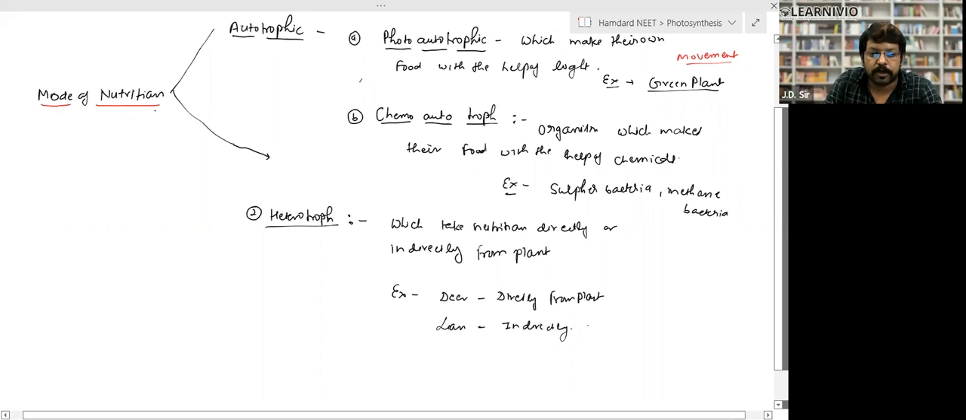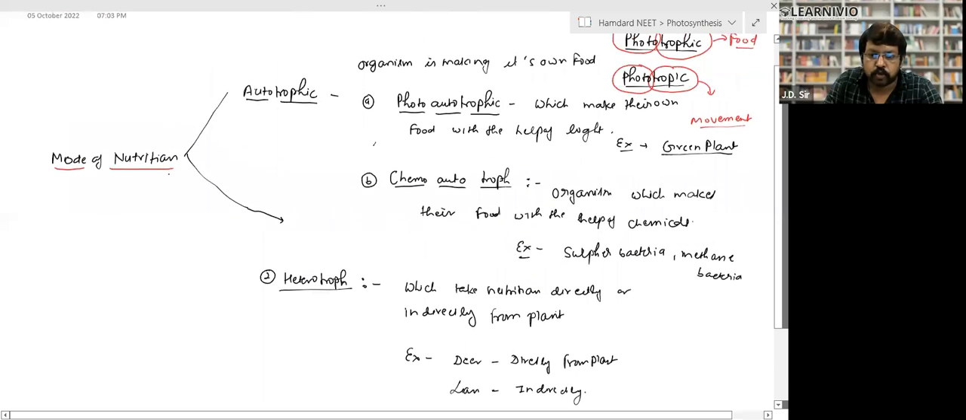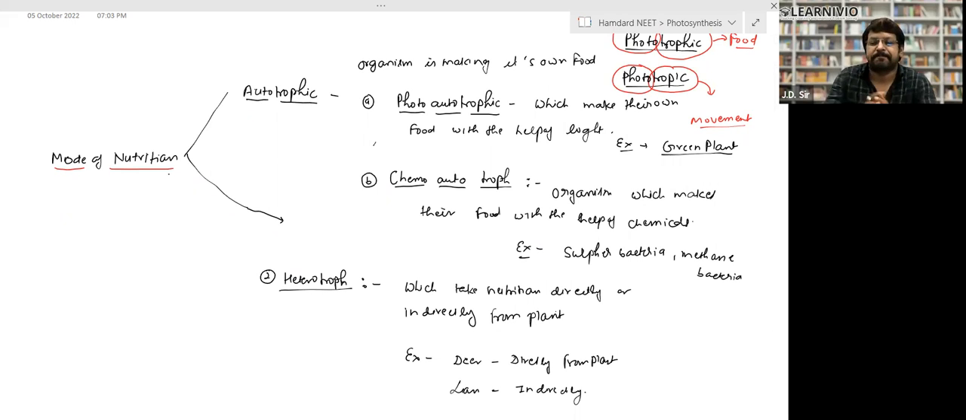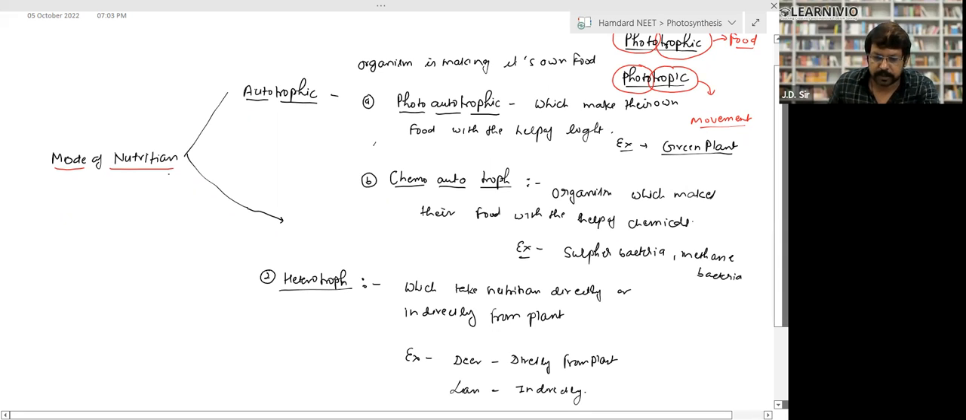So there are two kinds of nutrition: autotroph and heterotroph. Photoautotroph is given in your notebook, but chemoautotroph is not there. So I have told you chemoautotroph, right? Note it down. Okay. So this was the first heading of your textbook. And what is the next topic?